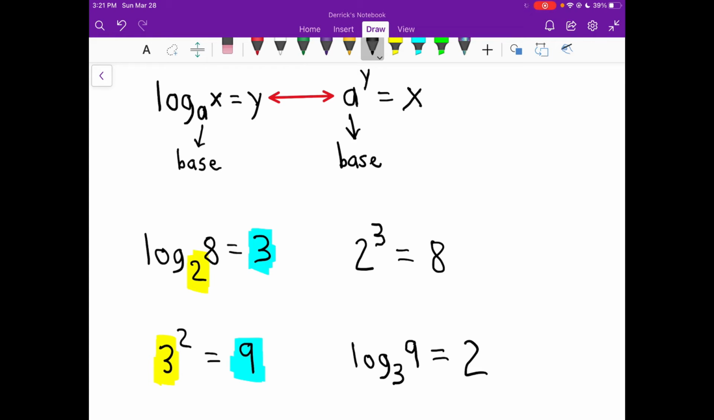I know that one is not one you probably know off the top of your head, but if you happen to have a calculator that will let you type log base 3 into it, then you could verify that that does work.